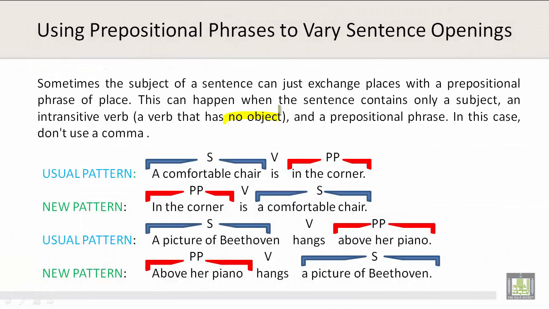So the usual pattern, a comfortable chair, subject, verb, is, prepositional phrase, in the corner. The new pattern, in the corner is a comfortable chair. The usual pattern, a picture of Beethoven hangs above her piano. The new pattern, above her piano hangs a picture of Beethoven.